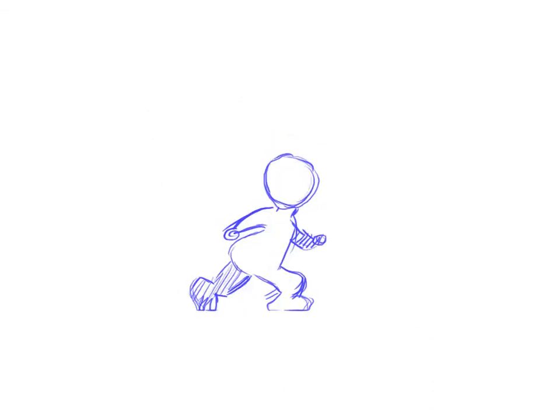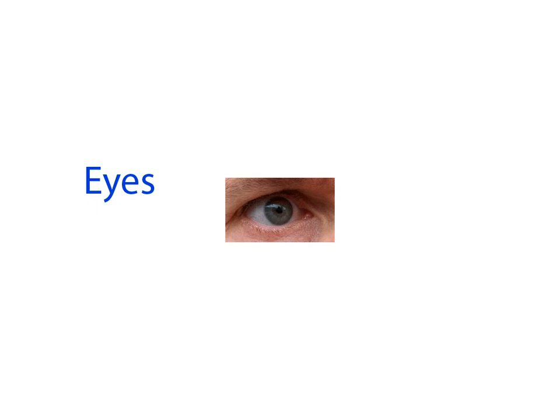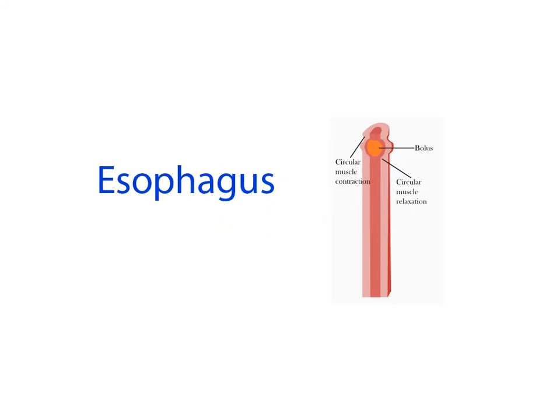Water also provides lubrication in various parts of the body to aid in movement, such as in the joints, the eyes to aid in blinking. Just imagine trying to blink with dry eyes. The esophagus to aid in the passage of food, and there are many other examples that could be used here.